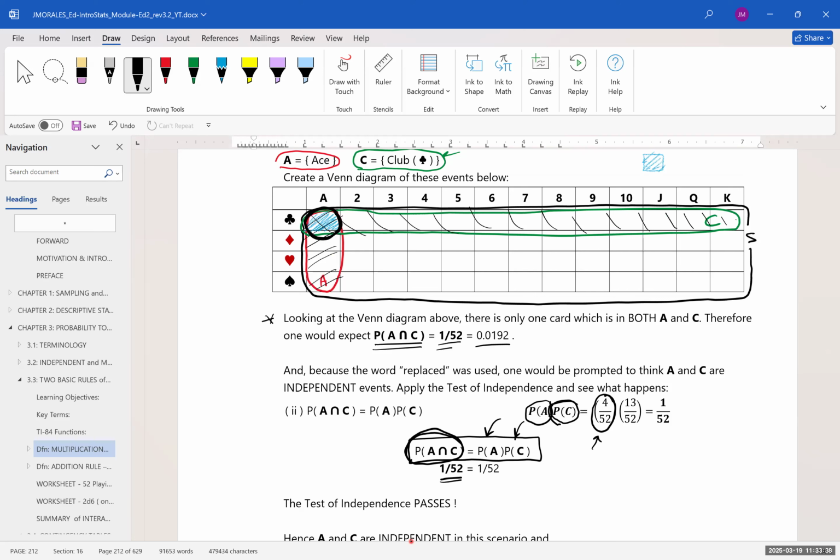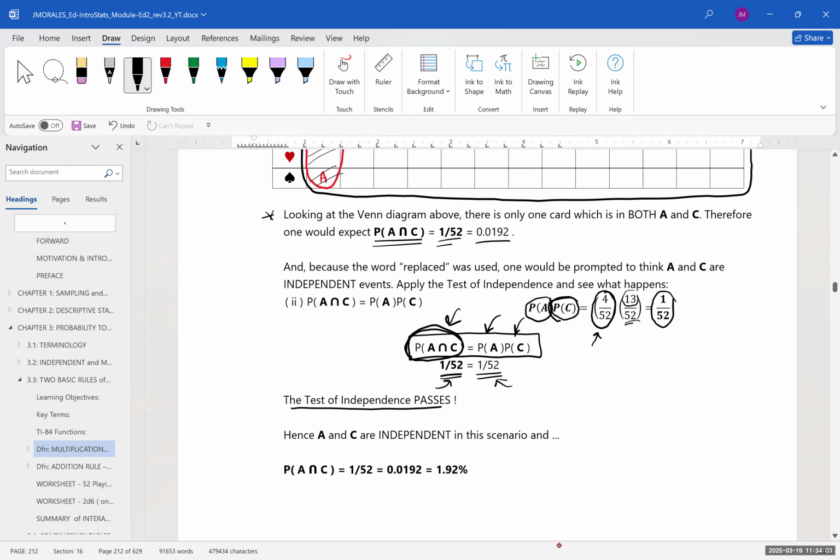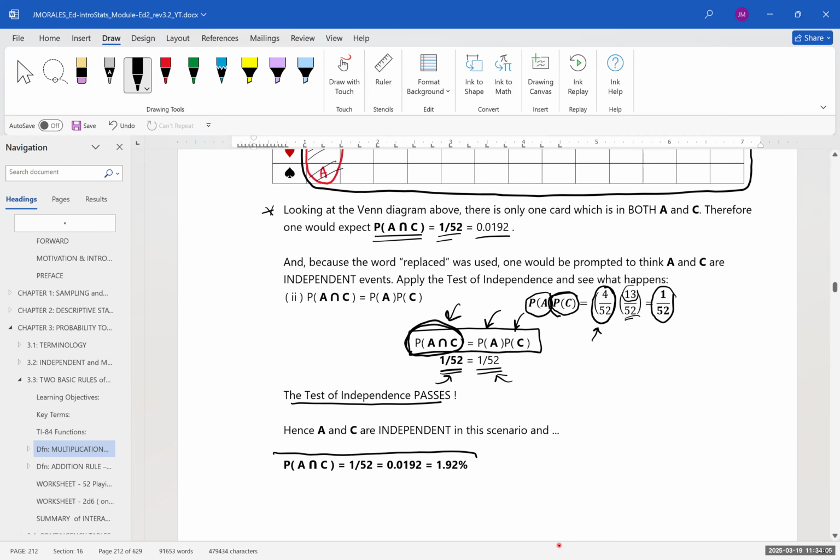So there are 13 clubs in a deck of 52 cards. And 4 out of 52 times 13 over 52 is 1 out of 52. And so the expression on the left equals the expression on the right, and therefore the two events are independent. And since the test of independence passes, we can go ahead and say that this is the probability.